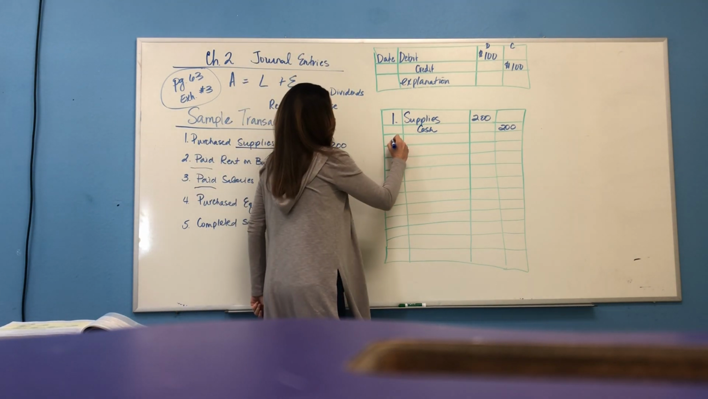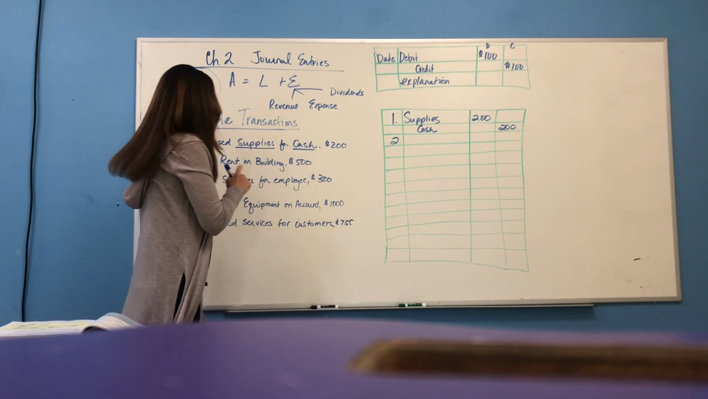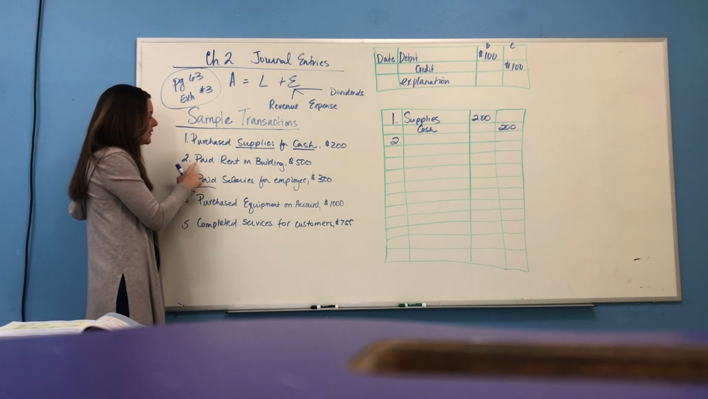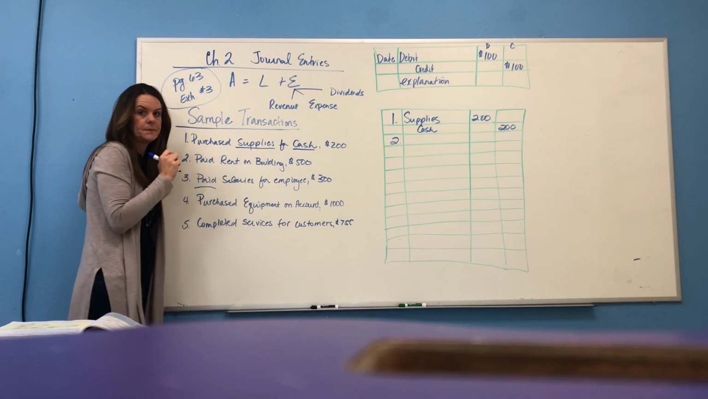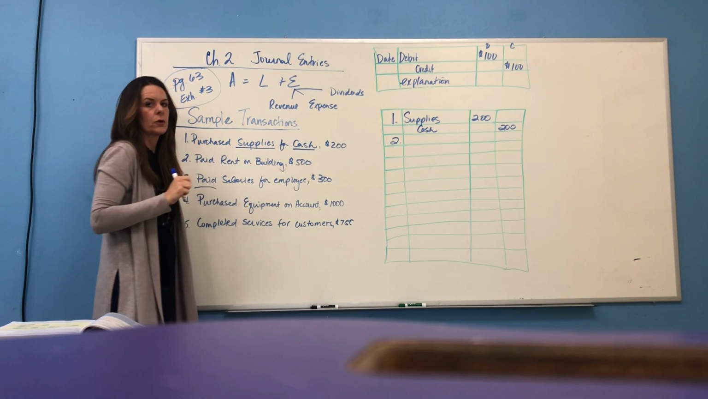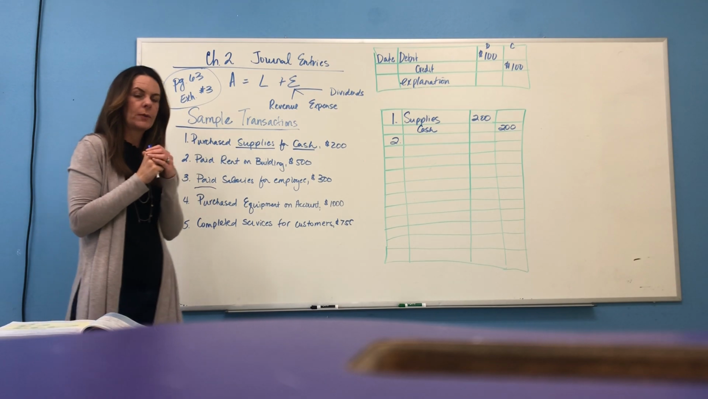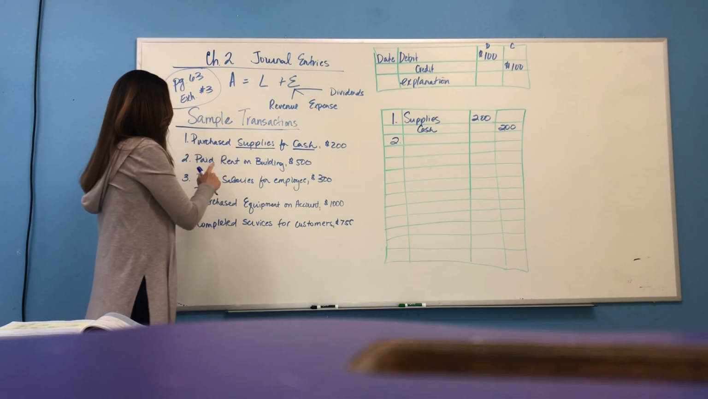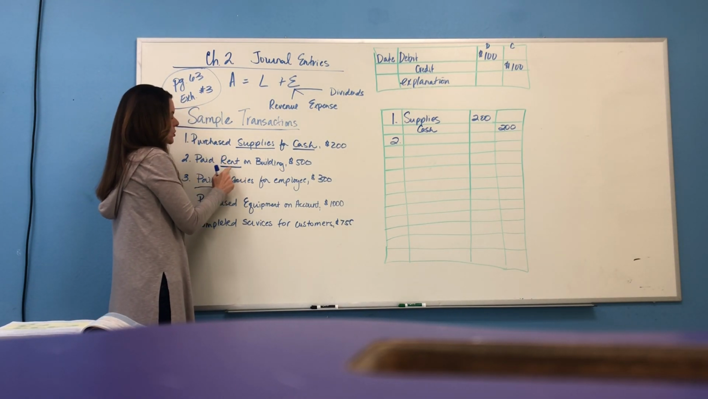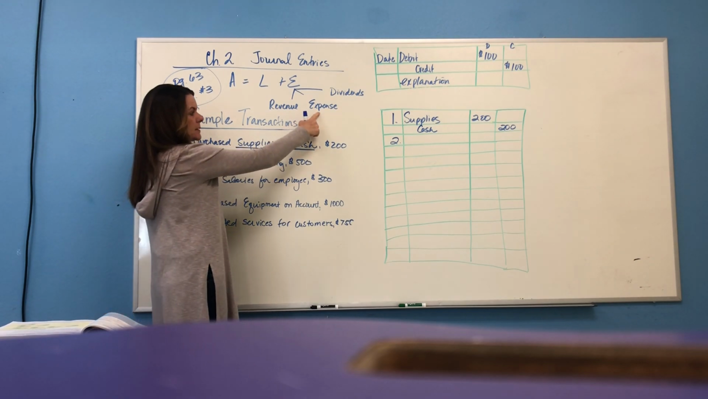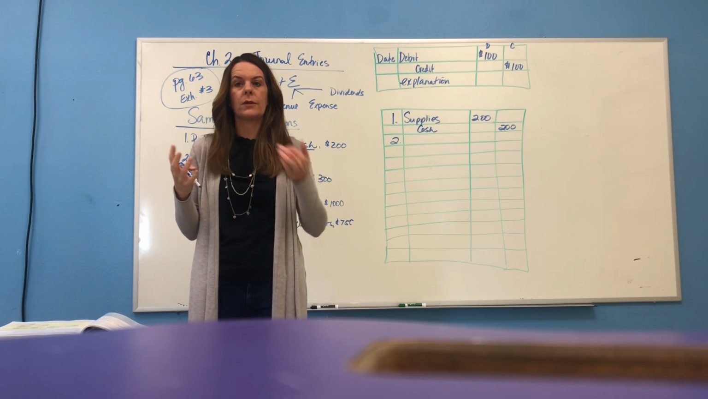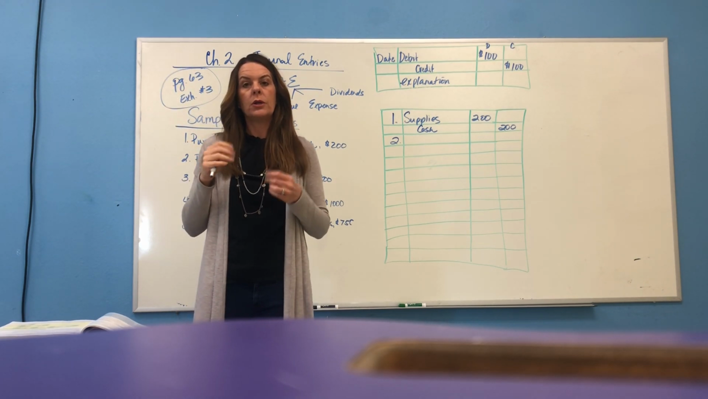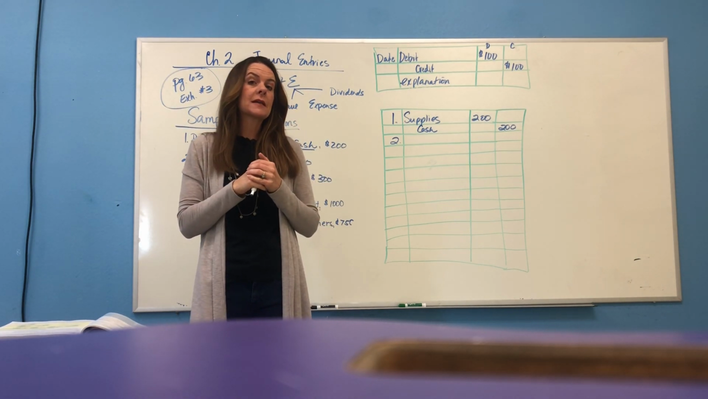So in doing that, we'll write number 2 here. We'll go back to the transactions. In this case, it was paid rent on building for $500. So we've got to do a little bit more detective work here. So what type of an account is rent? Rent is an expense. It's an expense of doing business. If you own a business and you pay rent on either your equipment or the building that you're leasing for your business, that's an expense.